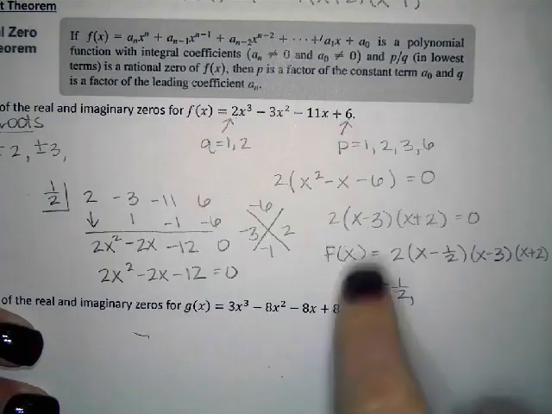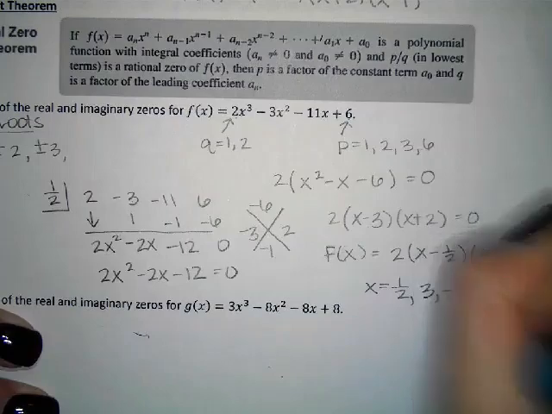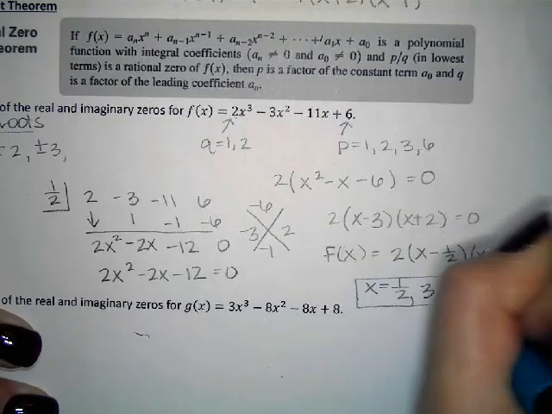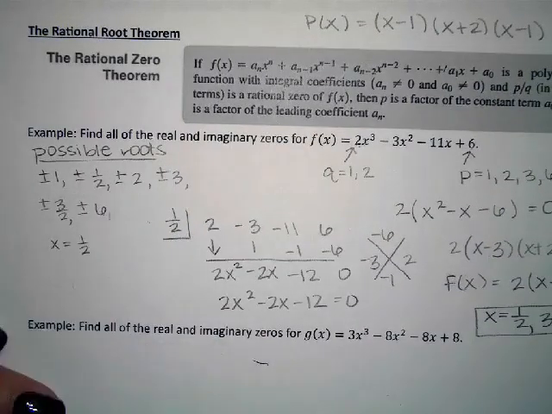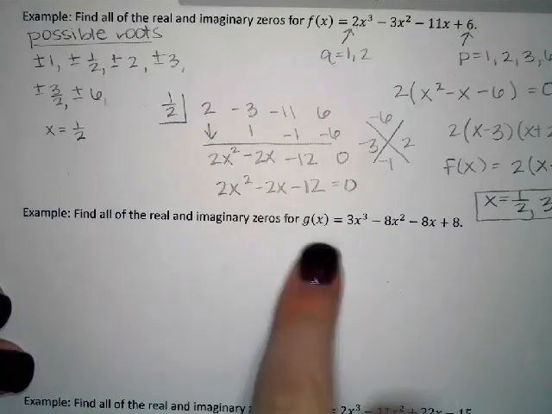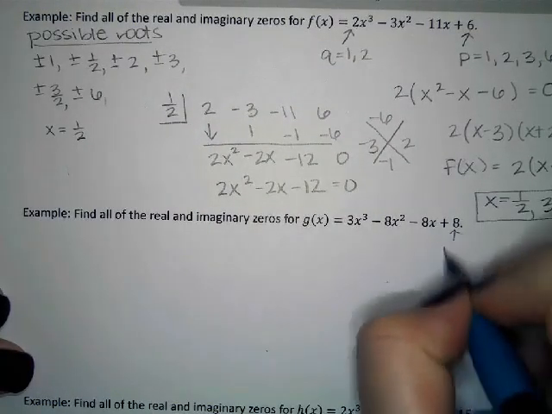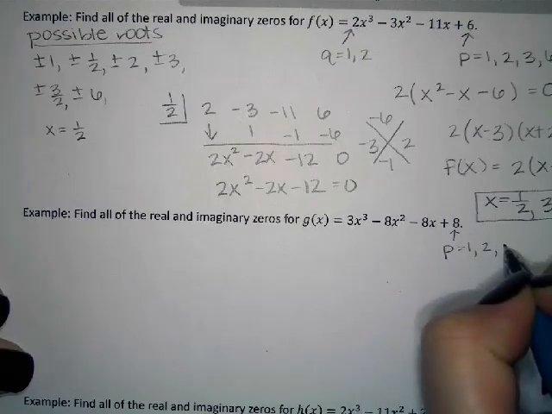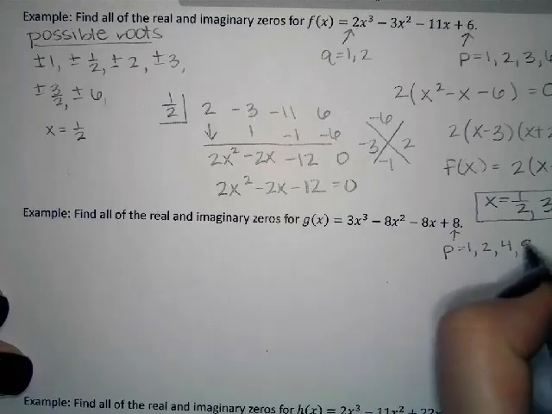All right. For the next one, find all real and imaginary zeros. Here is my p-values: 1, 2, 4, 8. So these are all the factors of 8, all the numbers that divide into 8 evenly. Q: 1 and 3. Those are all the numbers that divide into 3 evenly. So our possible roots.